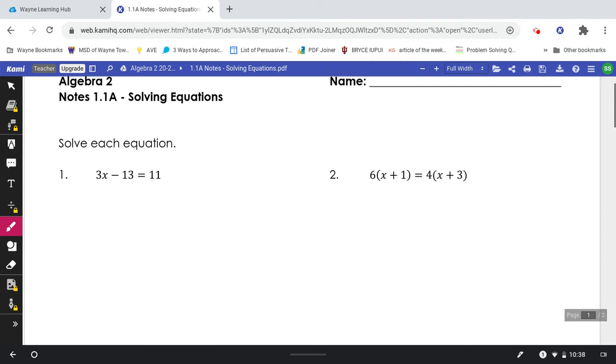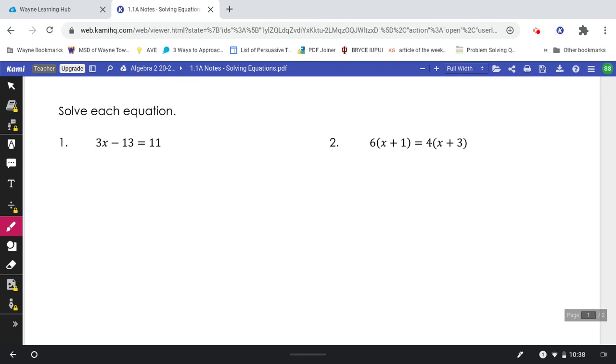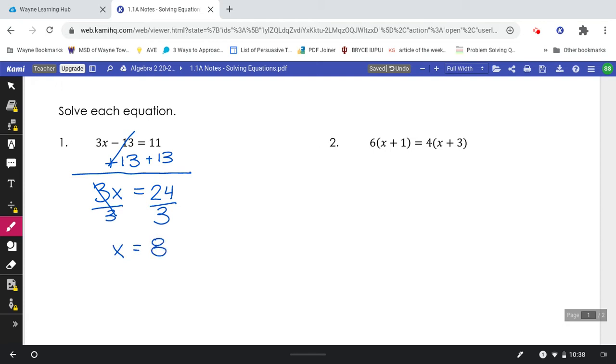All right, so problems 1 and 2, solve each equation. Problem 1, 3x minus 13 equals 11. So the first thing I'm going to need to do is add 13 to both sides. Remember, anytime we solve an equation, if we do one thing to one side, we have to do the same thing to the other side. So the 13 is going to cancel out. 3x equals 11 plus 13 makes 24. Then I need to get rid of the 3, so I'm going to divide by 3, which gets me x equals 8. And that's my final answer. My equation is solved.